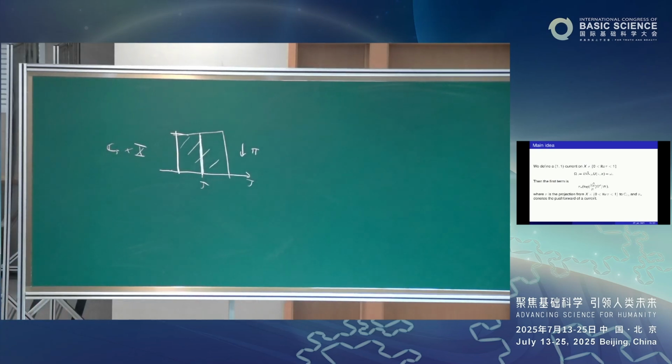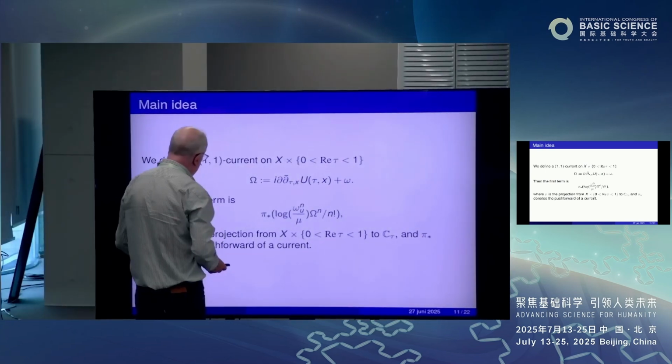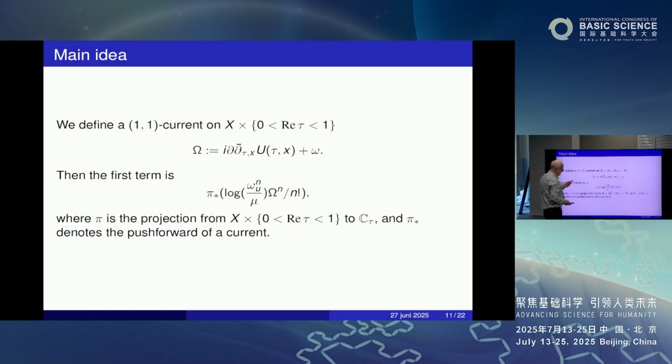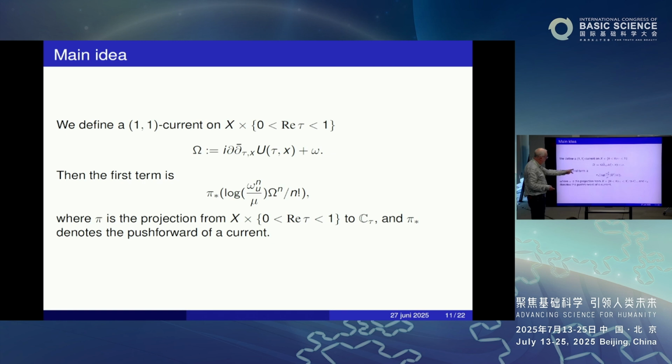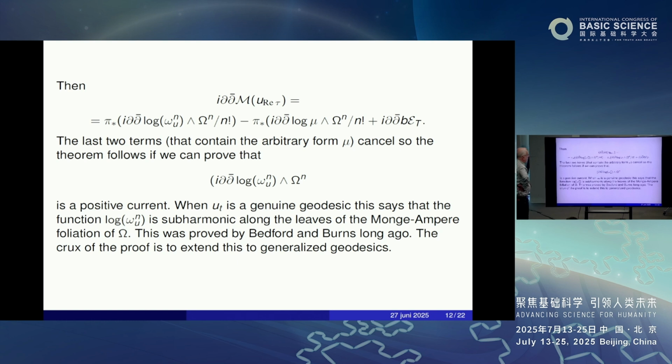Now, in order to prove the convexity, it's enough to prove that M is subharmonic because it depends only on the real part of tau, and then subharmonic and convex would be the same thing. So you want to compute the i dd bar of this, and the nice thing with push forwards is that it actually commutes with the dd bar operator. So you get three terms here. You get the push forward of this, i dd bar of log omega u to the power n, which we had before. And then you get the same thing for log u, and then you get i dd bar of this, of e sub theta.